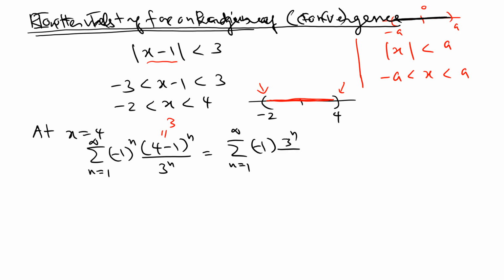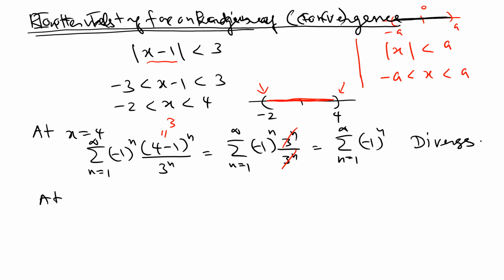So it is 3n over 3n. So these two get cancelled. So you get sigma n going from 1 to infinity, (-1)^n. So that means you can fluctuate between 1 and -1. So it's going to diverge. That means that point is not in there.